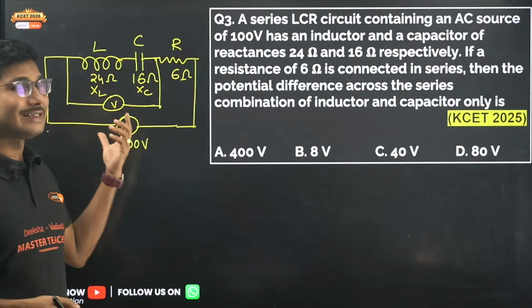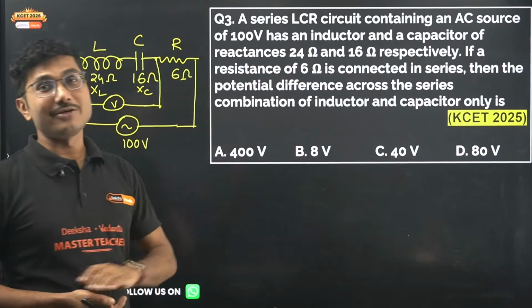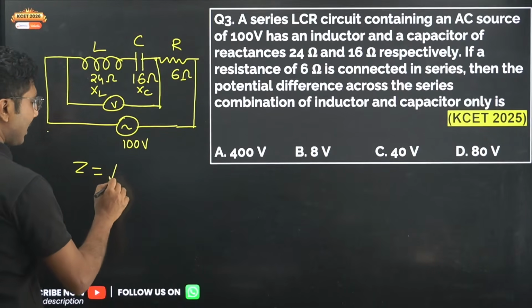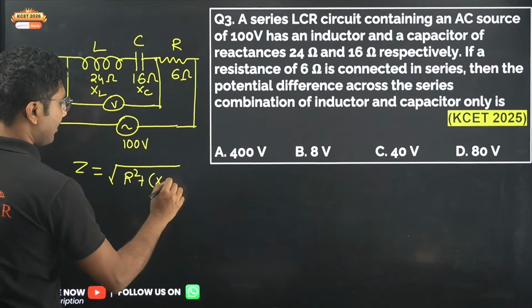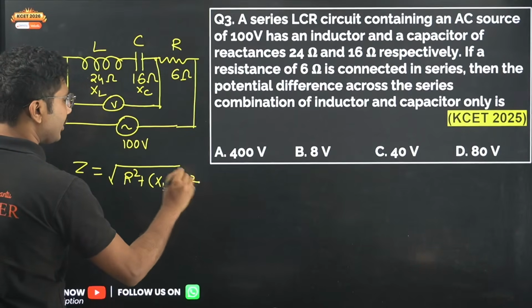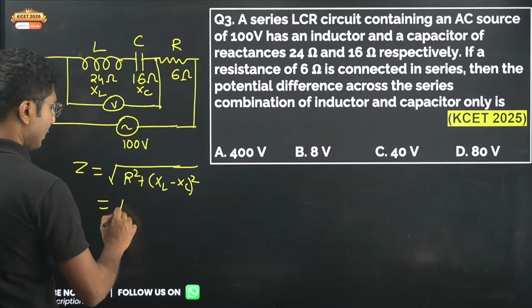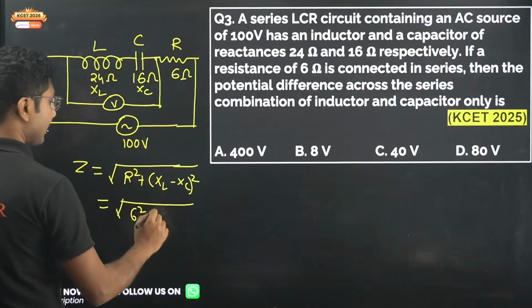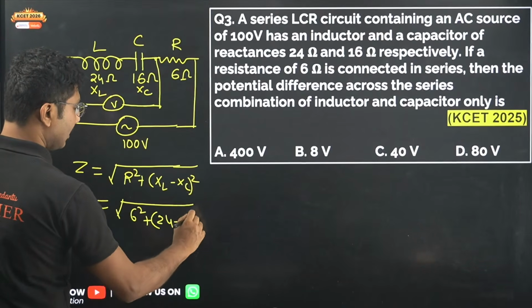So XL and XC are already given to you directly by the exam authority. Okay, so what is the impedance? Impedance is given by the square root of R square plus (XL minus XC) whole square. So we will directly calculate the impedance of the circuit. R square is 6 square, XL is 24, XC is 16, whole square.